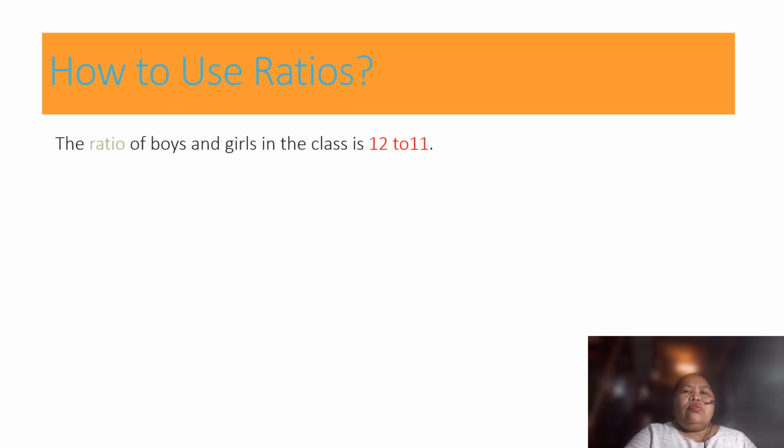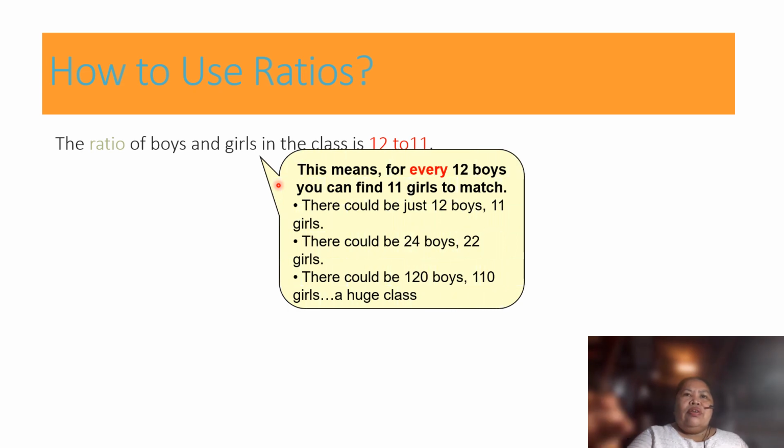How to use ratio? For example, the ratio of boys and girls in a class is 12 to 11. This means that for every 12 boys, you can find 11 girls to match. There could be just 12 boys and 11 girls, or there could be 24 boys and 22 girls, or there could be 120 boys to 110 girls. It's a huge class.